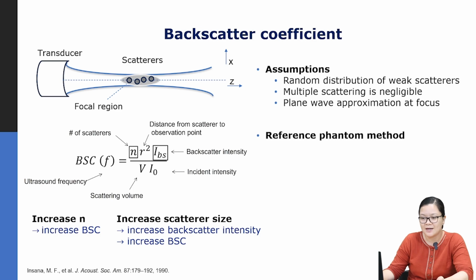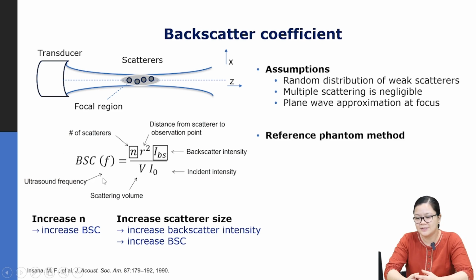So let's start with the backscatter coefficient. What we have is our transducer here sending the ultrasound beam into a scattering region that is within the focal zone of the transducer. And then we get echoes back. Now the backscatter corresponds to the scatter that is being directly sent back to the transducer. If we assume that we have a random distribution of scatterers, plane wave approximation at the focus, and multiple scattering is negligible, then we can get a backscatter coefficient equation like this.